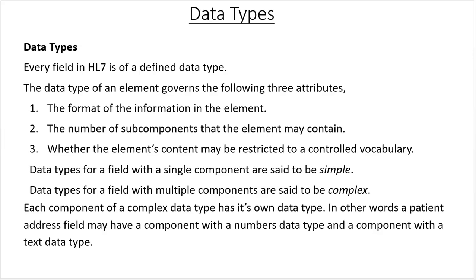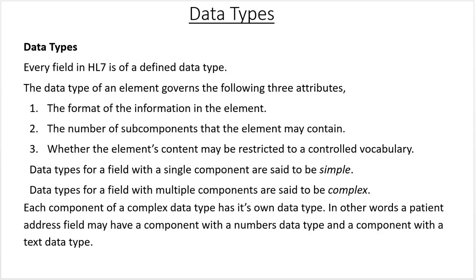Today, let's talk about data types. Every field in HL7 is of a defined data type. The data type of an element governs the following three attributes: the format of the information in the element, the number of subcomponents that the element may contain, and whether the element's content may be restricted to a controlled vocabulary.